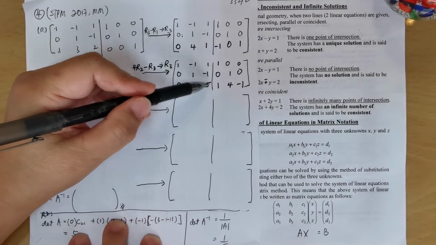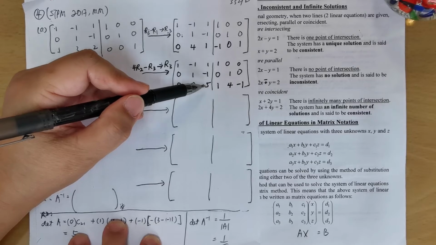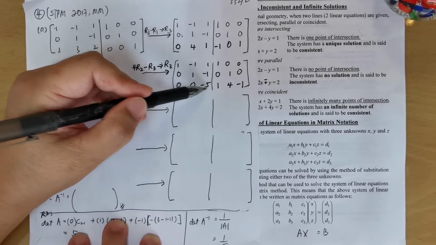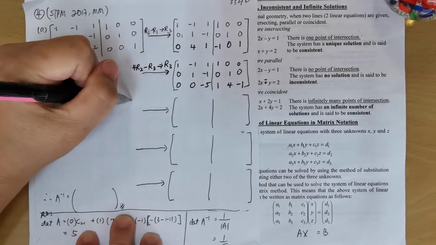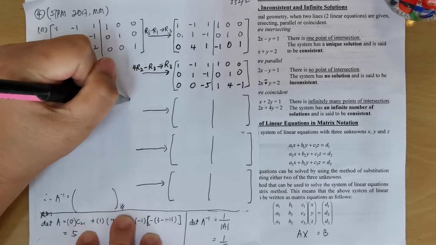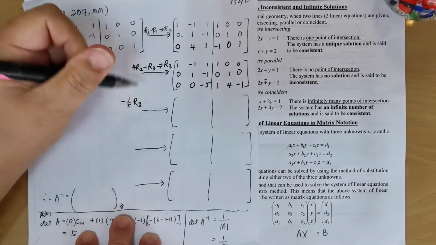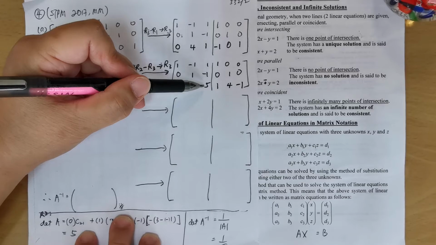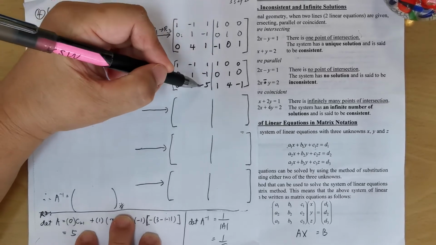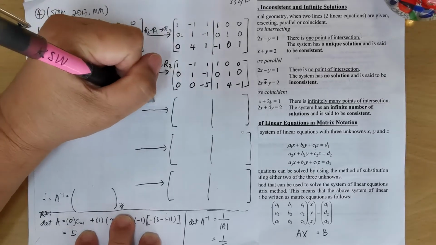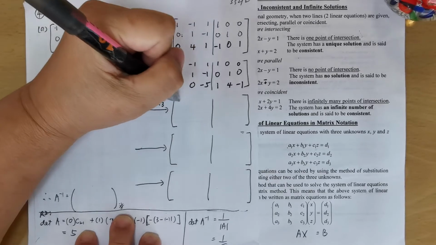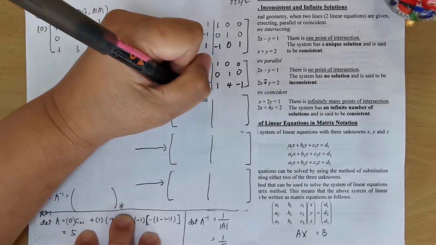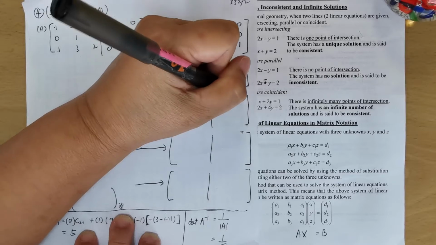Number 6. I'm going to change this one to become 1. All right. Change this one to become 1. So I'm going to multiply negative 1 over 5 to row 3. Multiply negative 1 over 5, then it becomes 1 and we get new row 3. So getting new row 3 means rows 1 and 2 remain the same.